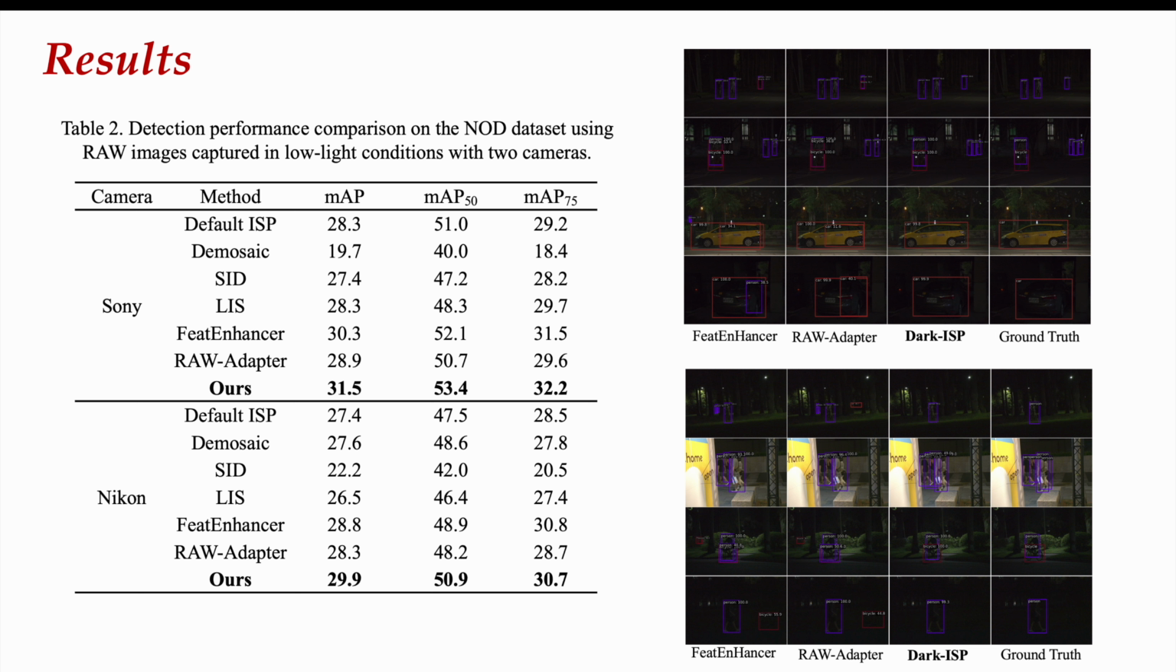The experiments on the NOD dataset further confirm its robustness across diverse camera parameters. In the visualization on the right, we can intuitively see that our Dark-ISP reliably detects objects in dark regions across both cameras, avoiding false positives and misdetections.